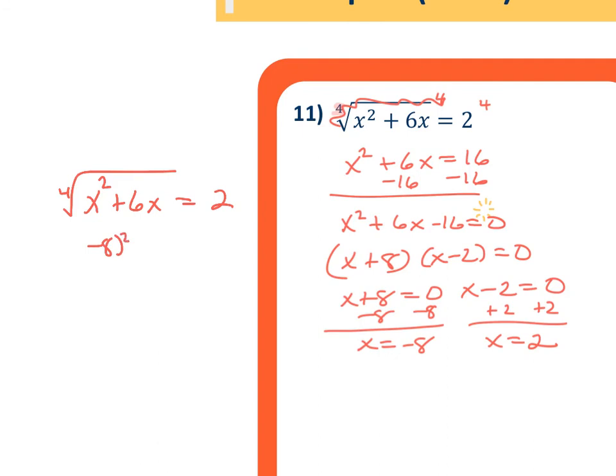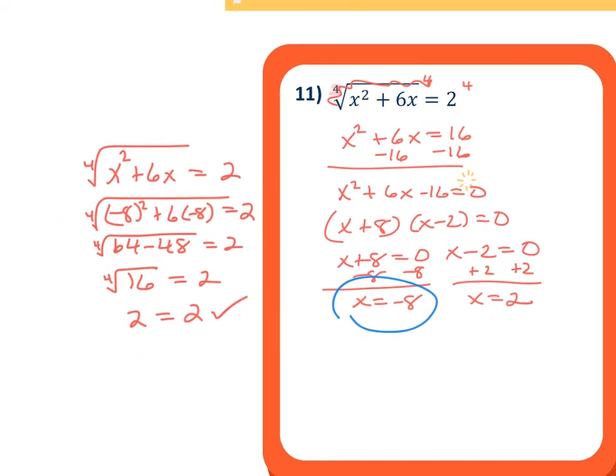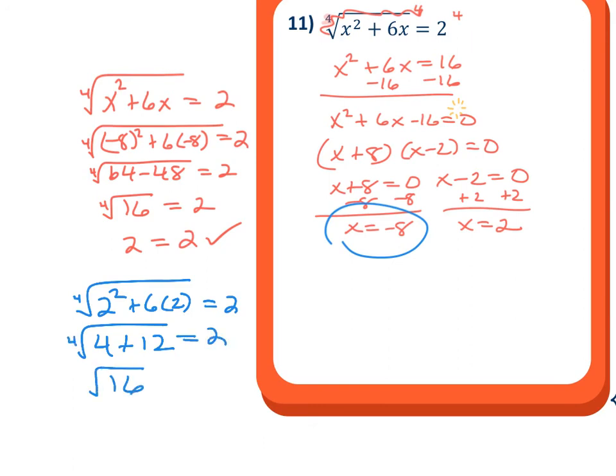So let's try the -8 first. I get 64 minus 48. 64 minus 48 is 16. Now remember, this is a fourth root, not a square root. So 2 times 2 times 2 times 2. So the fourth root of 16 is 2. 2 equals 2, it checks. This is a good answer. Let's try the 2. So 2 squared plus 6 times 2, fourth root. So 4 plus 12. Again, I get 16. And we just saw that the fourth root of 16 was 2. So this one also checks. So 2 solutions here.